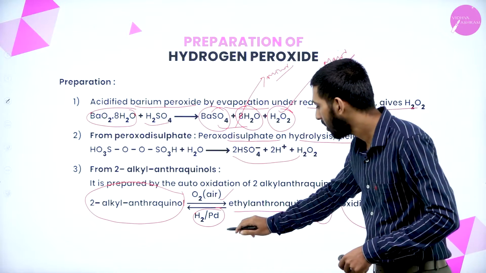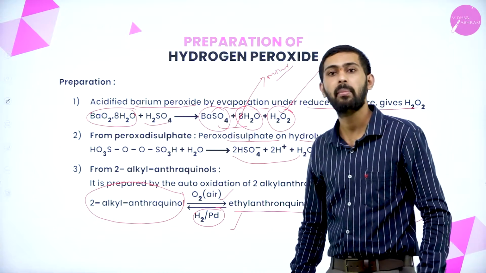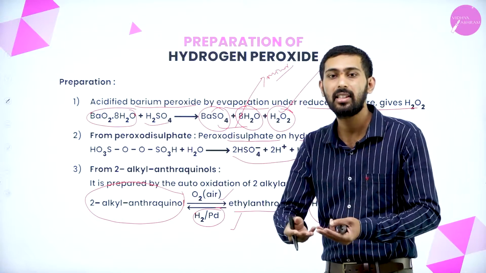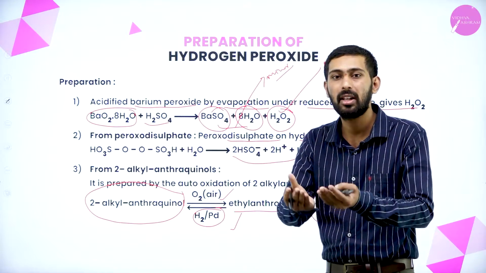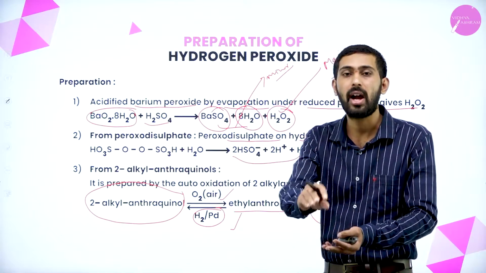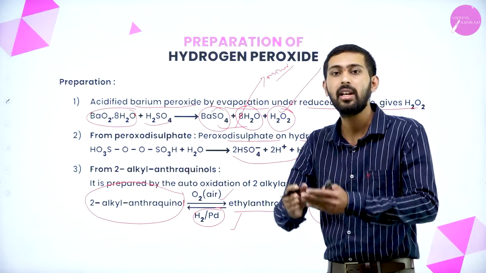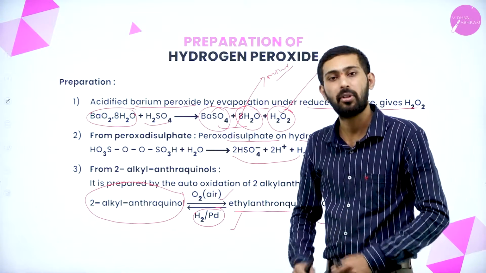Okay, this is one method for preparing hydrogen peroxide. It is very easy. We just have to keep the chemical in an open environment and add a little amount of catalyst. When you add a little amount of catalyst, we will get hydrogen peroxide as a product.